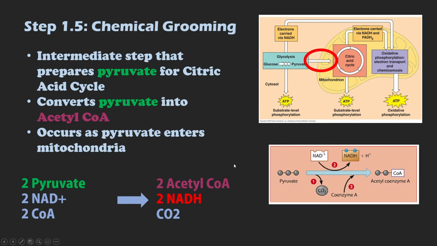What's important to know is that glycolysis doesn't require oxygen, and this is the only step that produces ATP without oxygen. So the next step is chemical grooming. This step is an intermediate step between glycolysis and the citric acid cycle in order to prepare pyruvate for the citric acid cycle by converting it into this acetyl-CoA. Chemical grooming also produces a little bit of this electron carrier, NADH, and it produces a little bit more CO2. And this process occurs as the pyruvate enters the mitochondria.